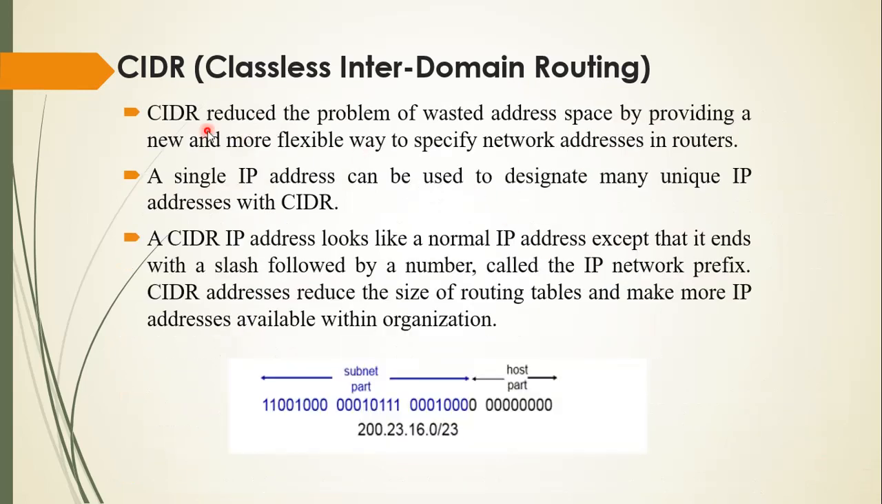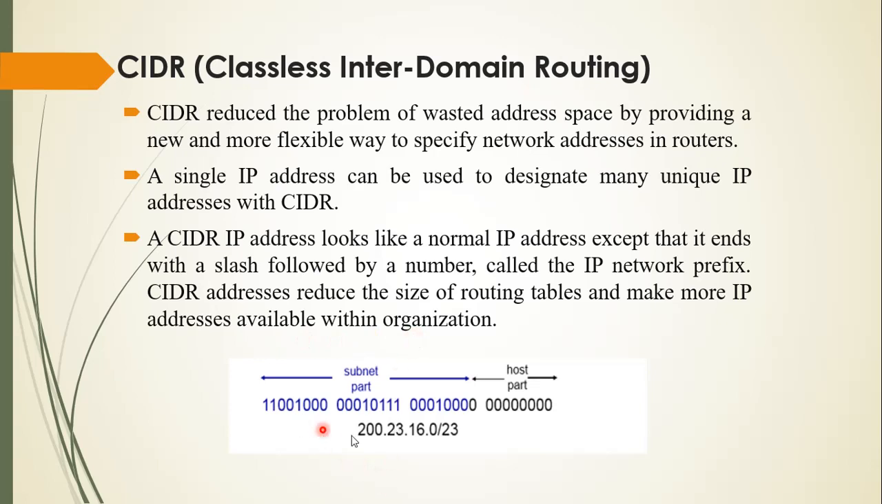So CIDR reduces the problem of wasted address space by providing a new and more flexible way to specify network addresses in a router. So to avoid this problem, CIDR is used. A single IP address can be used to designate many unique IP addresses with CIDR. CIDR IP addresses look like a normal IP address, except that they end with a slash followed by a number called the IP network prefix. CIDR addresses reduce the size of routing tables and make more IP addresses available within the organization.